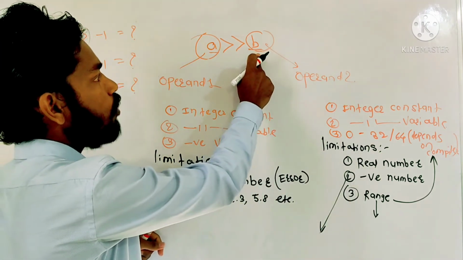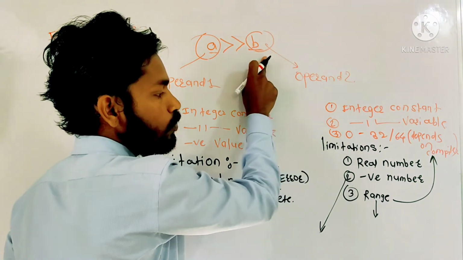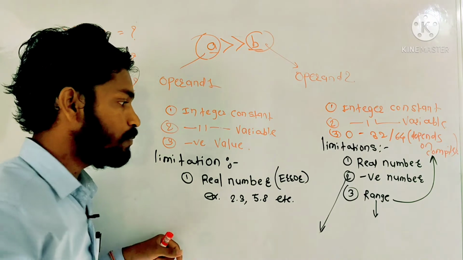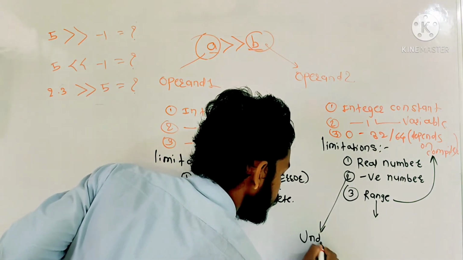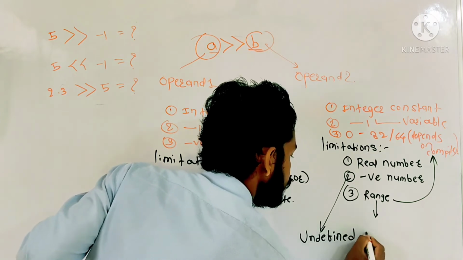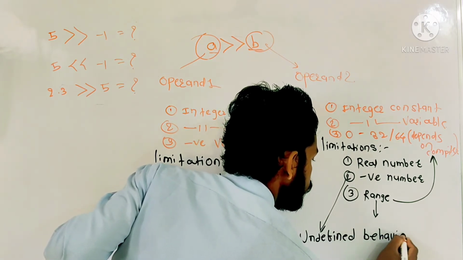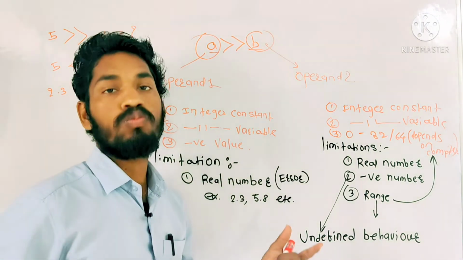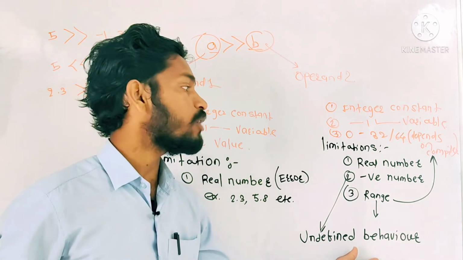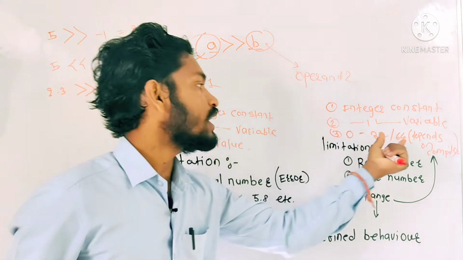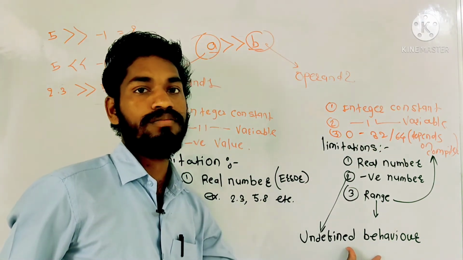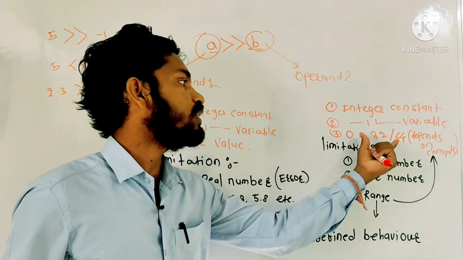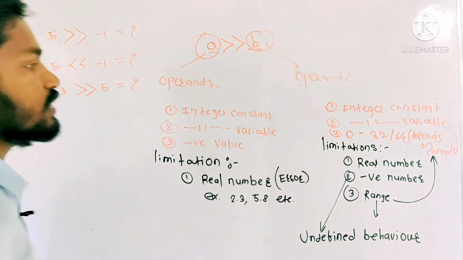If I use operand 2 more than this range, then what will happen? Simply, the compiler works like undefined behavior. We can't predict the output; it is unpredictable. Operand 1 can be any value, but for operand 2 there are certain restrictions, and we should use it within this range. Okay, now we will discuss negative numbers.